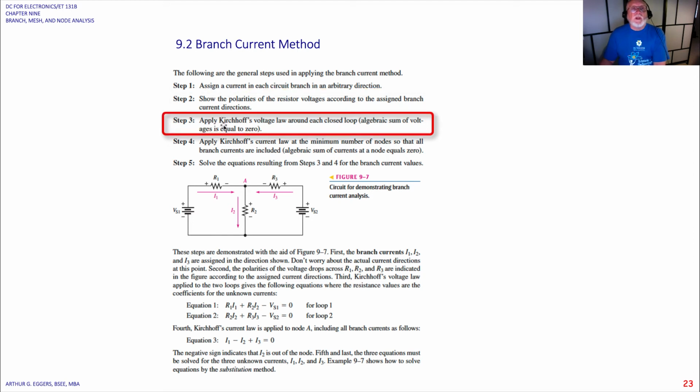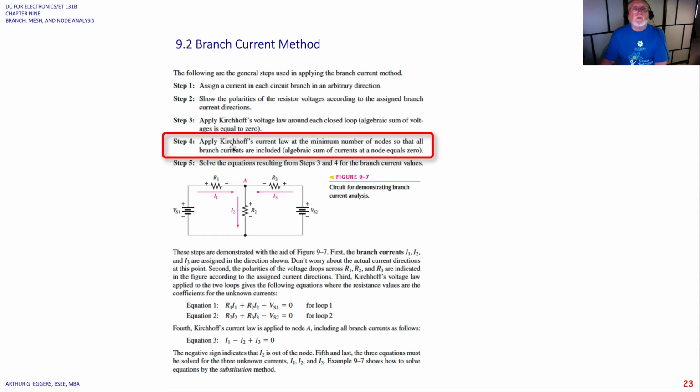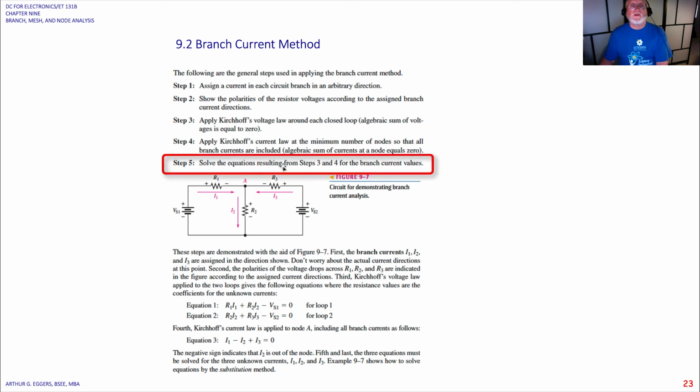Okay, so then we apply Kirchhoff's voltage law around each closed loop, which says the algebraic sum of voltages equals 0. Finally, then we're going to apply Kirchhoff's current law at a minimum number of nodes so that all the branch currents are included. The algebraic sum of currents at a node, again, must equal 0. Then solve the equations resulting from steps 3 and 4 above for the branch current values.